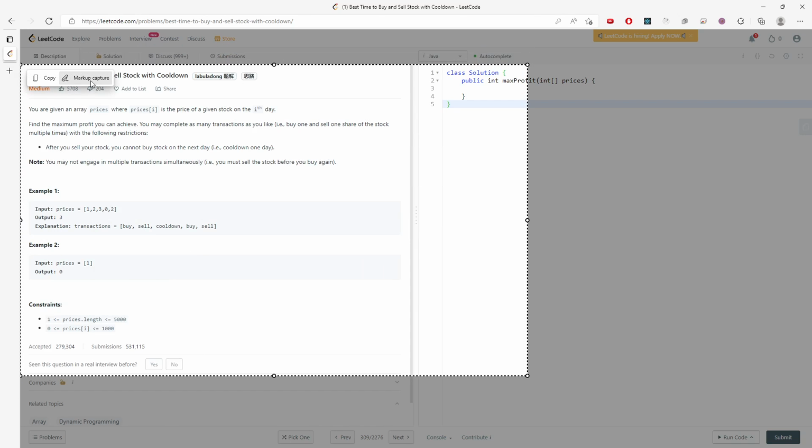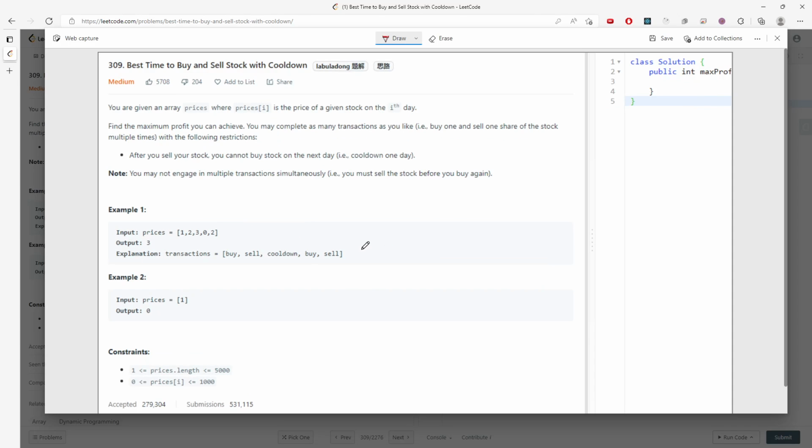This question is supposed to be easy to understand, but it's really hard to come up with a solution. So I'm just going to talk about how I do it, because if you have a different approach, this might confuse you. I'm going to talk about the logic. When you buy, you need to sell at one point, then you will have a cooldown, then you are back to buy again.